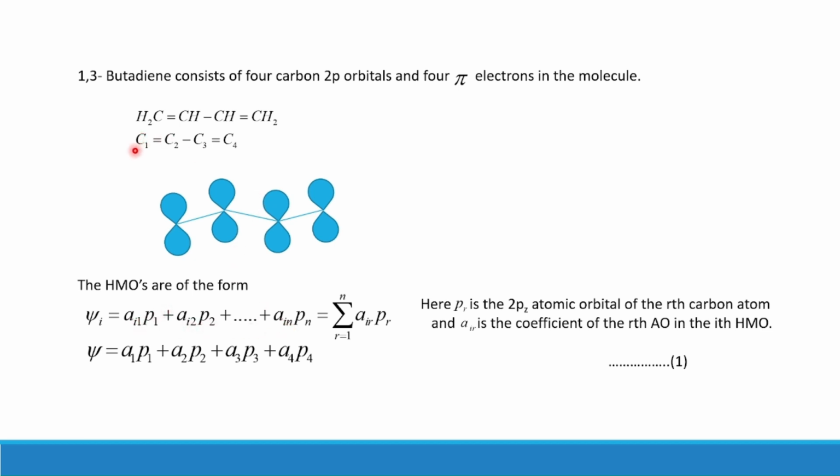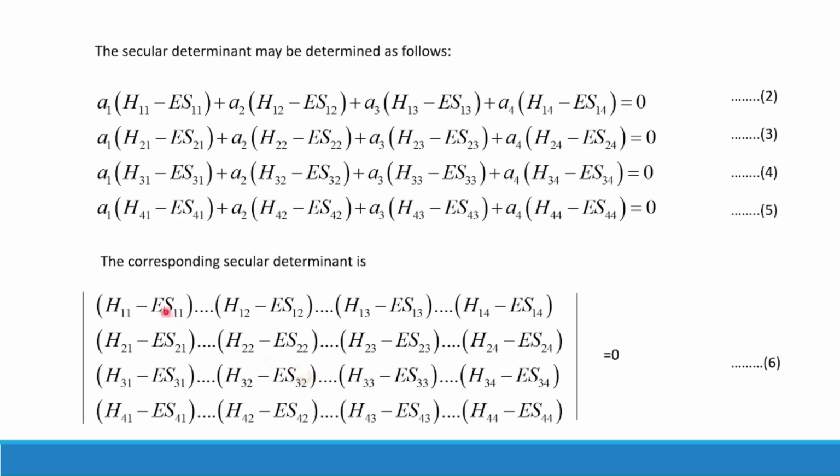Here we see that there are 4 carbon atoms, 1, 2, 3 and 4. So we can write the HMO in the form psi = a1 p1 + a2 p2 + a3 p3 + a4 p4. The total number of carbon atoms n is here 4, so we write it up to 4. This is equation number 1. Now how can we determine the secular determinant?